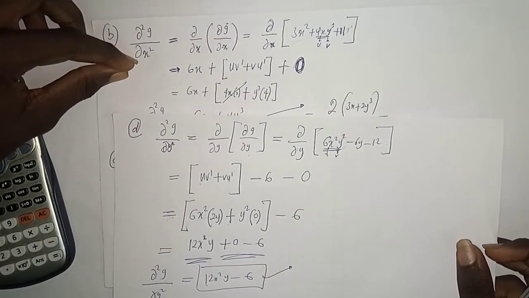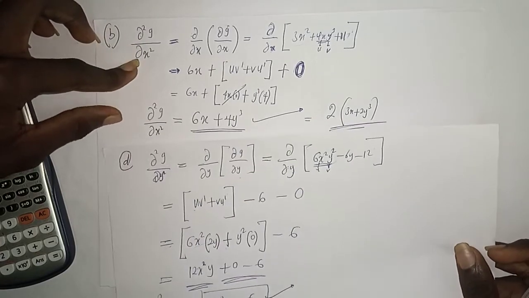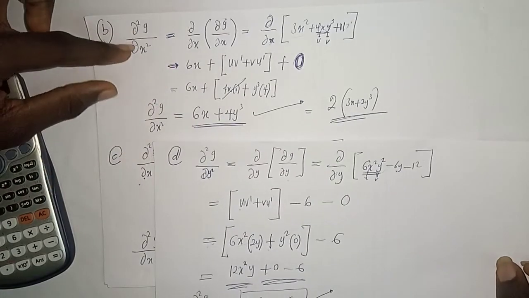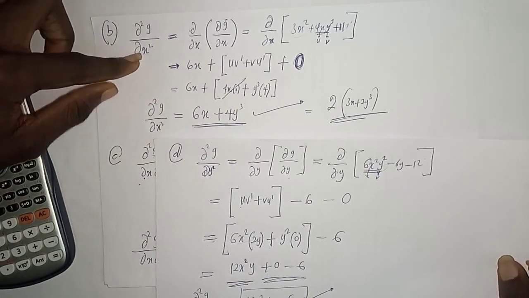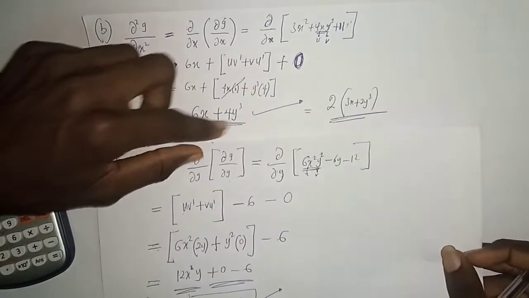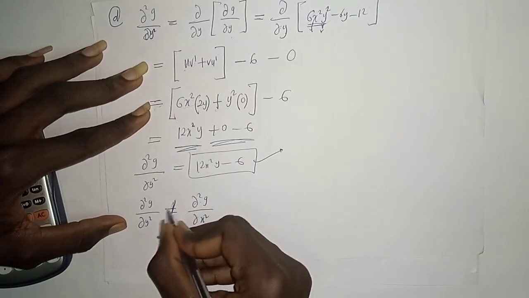Trivially, the second derivative of g partially with respect to x twice, we have this result. Now this time around, by the time we differentiate it partially with respect to y twice, we have 12x squared y minus 6, but this one is 6x, so they are not equal.